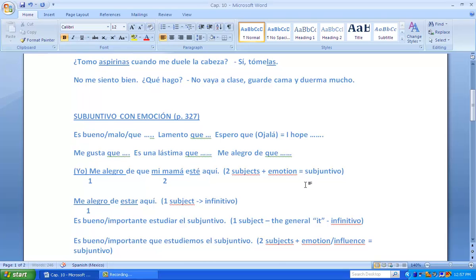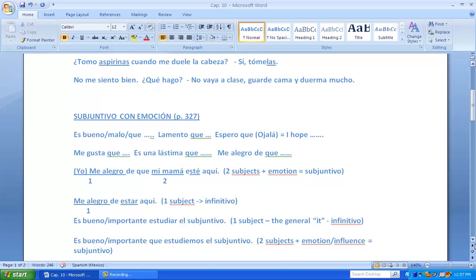Two subjects with emotion, and you get subjunctive. We could take that same expression, I'm glad. If instead of saying, I'm glad my mom is here, you say, I'm glad to be here, well then there's just one person, just one subject, just me. And so instead of using the subjunctive, you use the infinitive. Me alegro de estar aquí. Happy to be here. Me alegro de estar aquí.